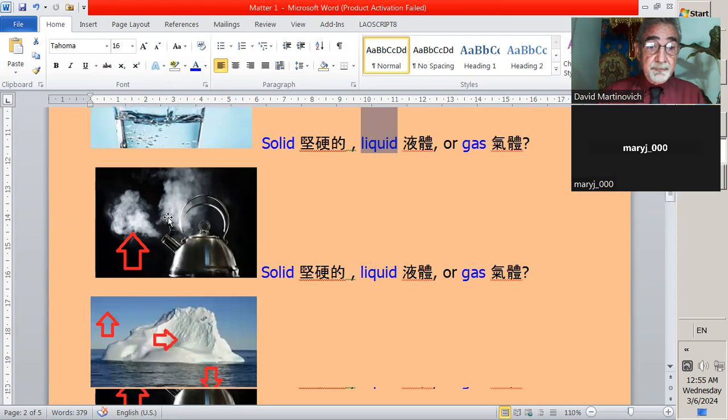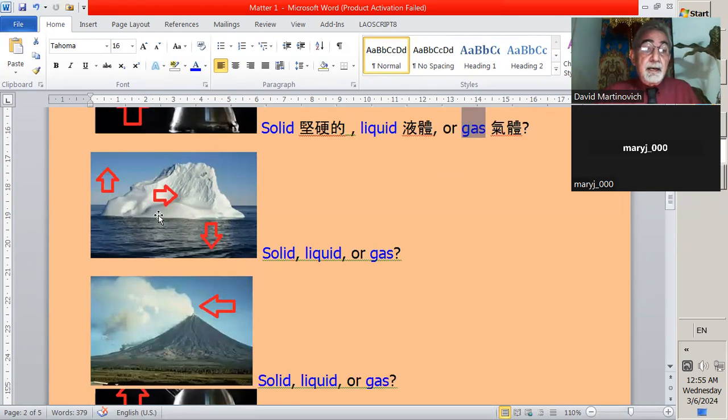And this one here. Solid, liquid, or gas? Leo? What do you think? Leo is correct. It's steam, or a gas, excuse me.